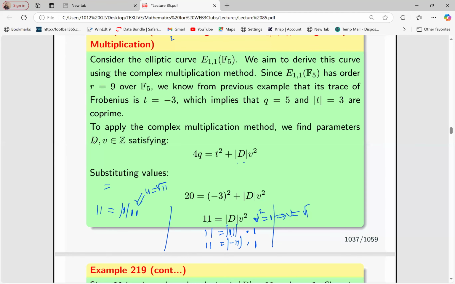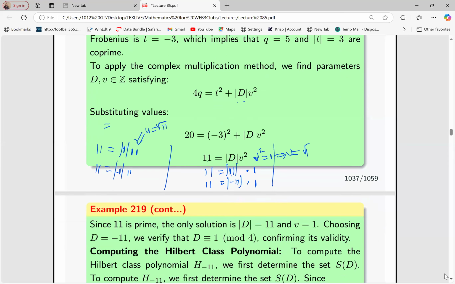Now, the other option is that 11 can be equal to the absolute value of -1 multiplied by 11, where now -1 becomes D. But now, which one meets the condition? Which one meets those conditions? Just give me 1 minute, please.